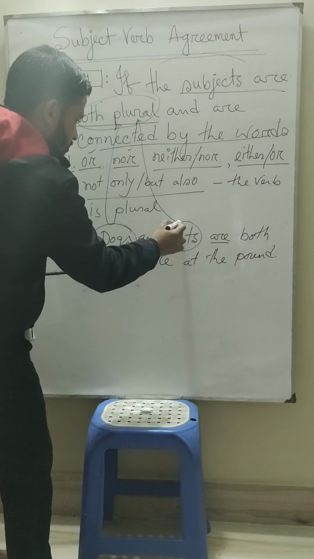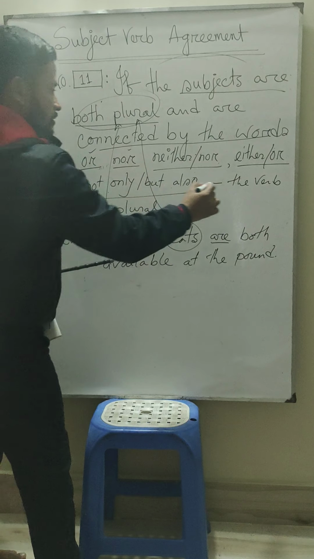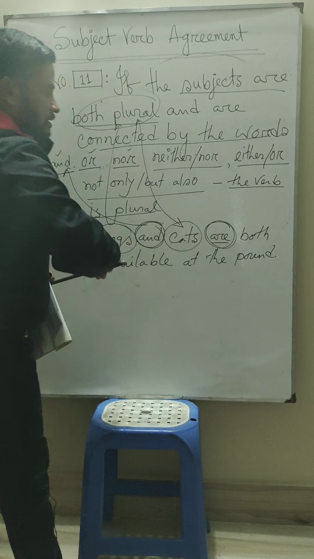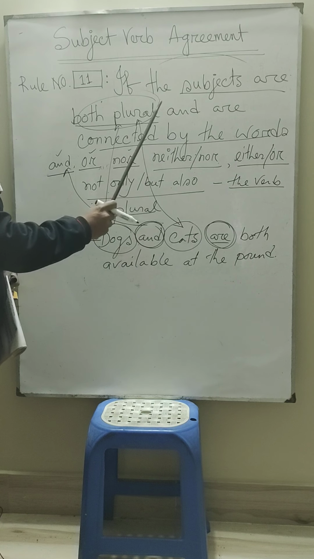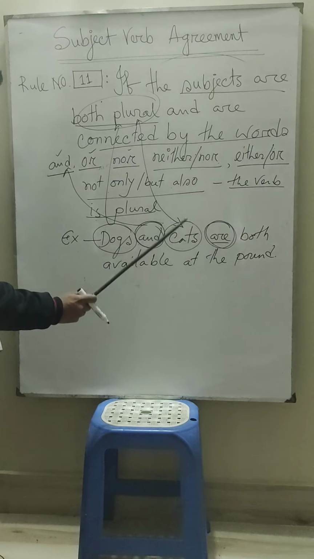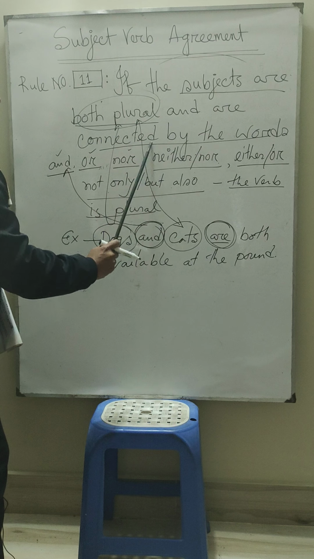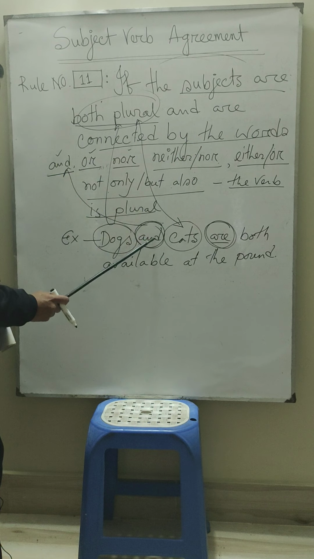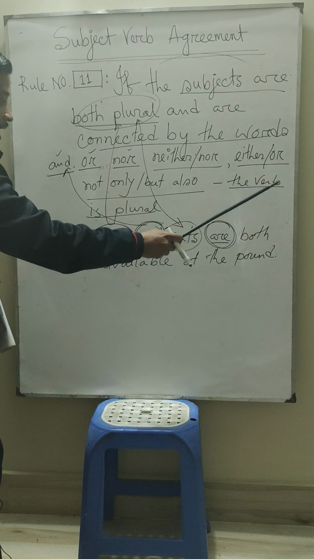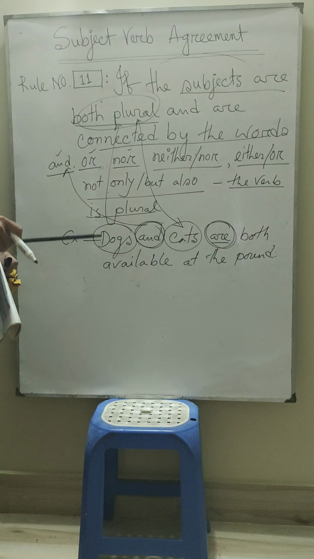Here you see these both subjects are connected by and. The verb is plural. Where is the verb? Are. That is, are is plural. I repeat the rule. If the subjects are both plural, dogs, cats, and are connected by the words, which words? And. The result, you see, the verb is plural. I wrote here the verb is plural. Okay.